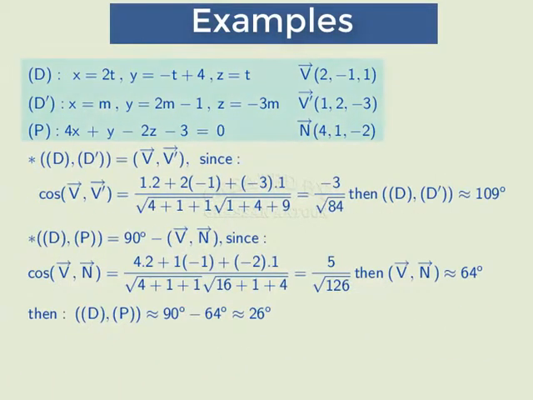Examples. Given the equations of two lines D and D' and the plane P, first, to find the angle between D and D', which is equal to the angle alpha between V and V', let's calculate cosine alpha based on the scalar product formula. Here is the result.